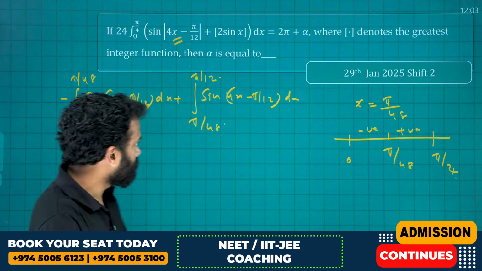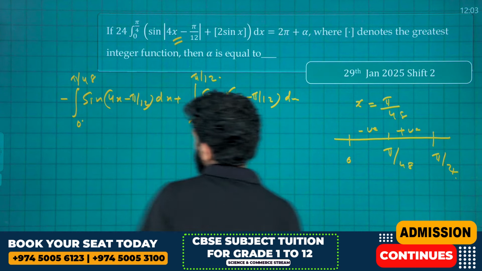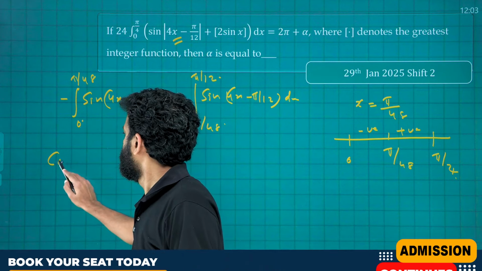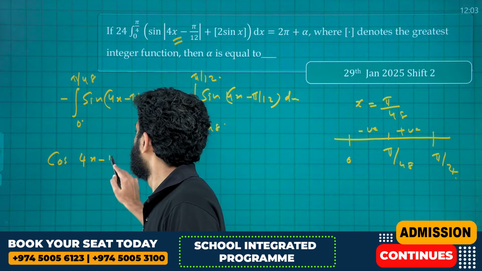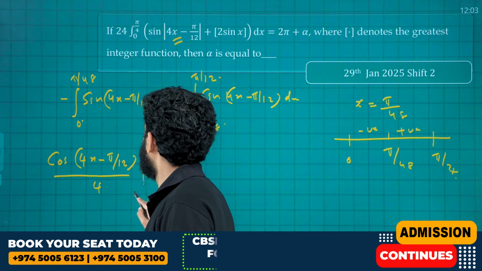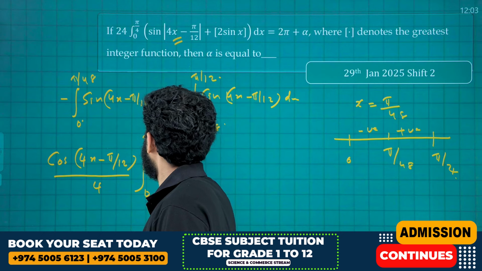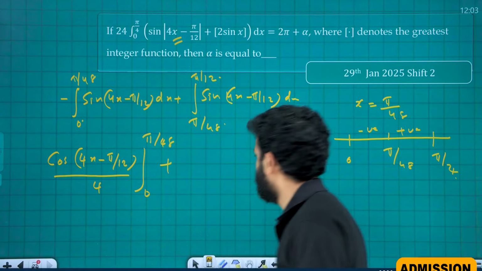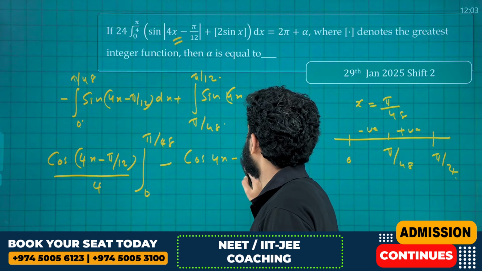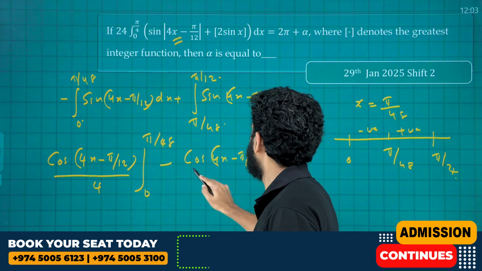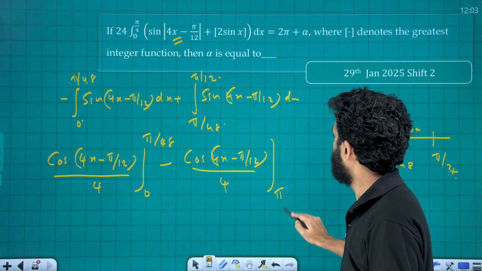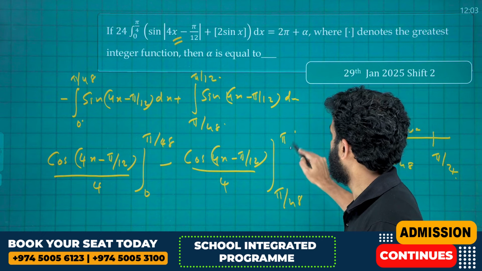Okay. And it will be, what is the integral sign? That is minus cos. Minus of minus becomes what? Plus. That is cos of (4x minus pi by 12) divided by what? 4. That is from 0 to pi by 48, plus minus. It will be cos of (4x minus pi by 12) divided by what? 4. And it will be pi by 48, but sorry, pi by 12.